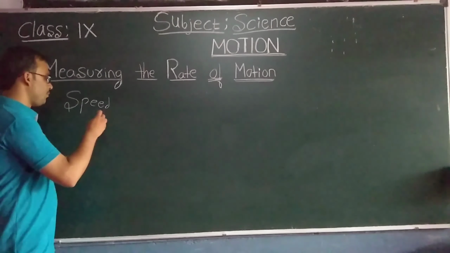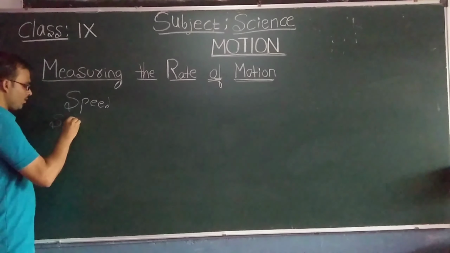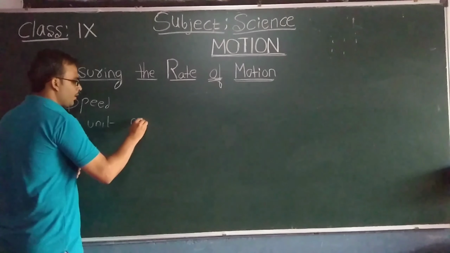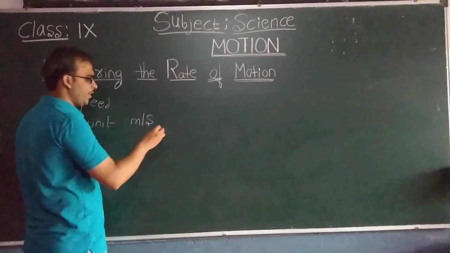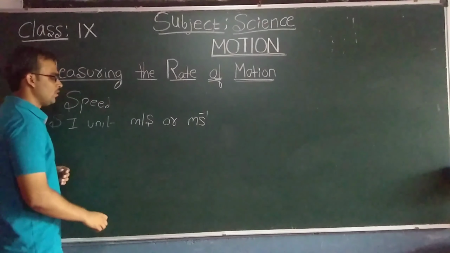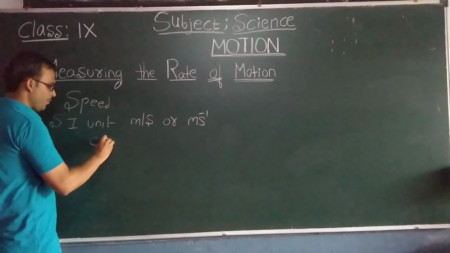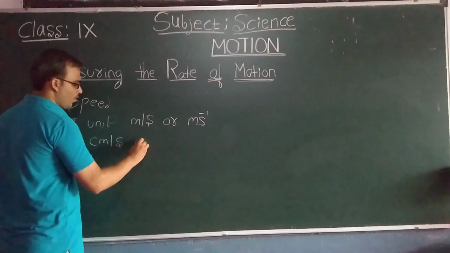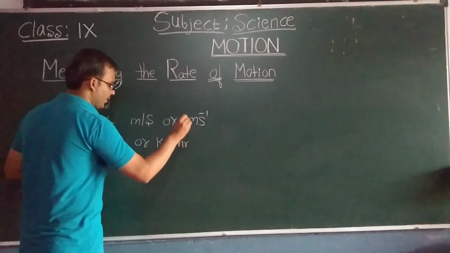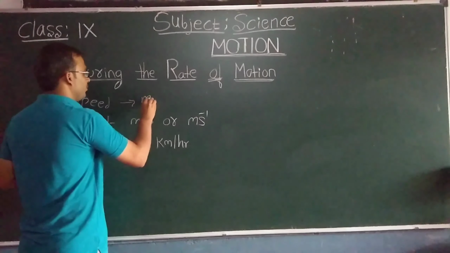So speed is the rate of motion. What is the SI unit of speed? Meter per second. In other terms, speed can be measured as centimeter per second or kilometer per hour. So speed has only magnitude.